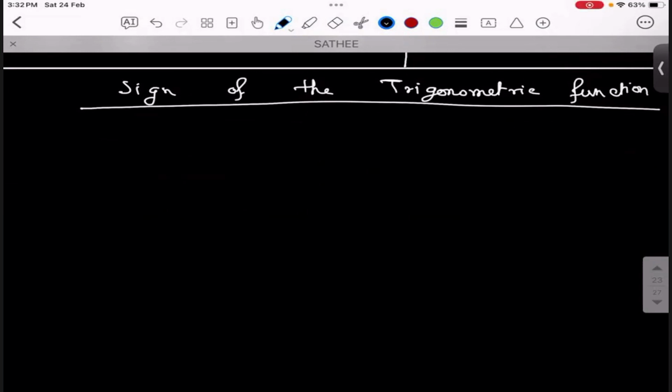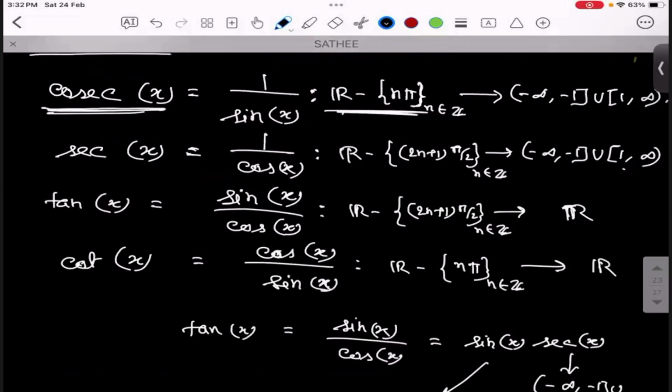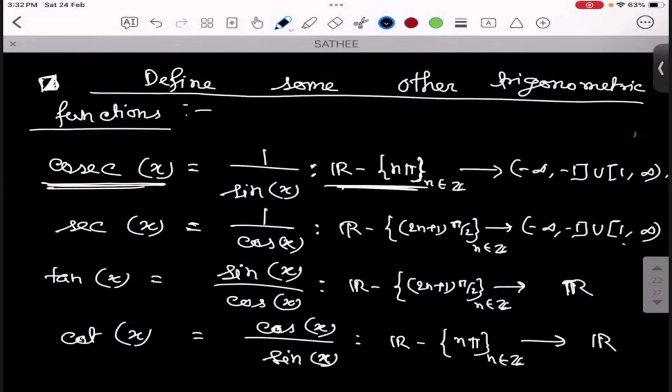So whatever we have discussed here, we just need to bother about what the change in sign is for sin x and cos x. Others we will get automatically. So we just need to bother about what the case is for sin x and cos x.